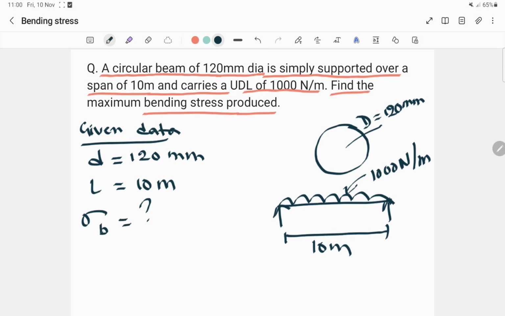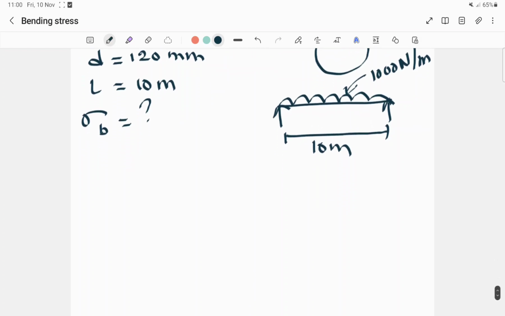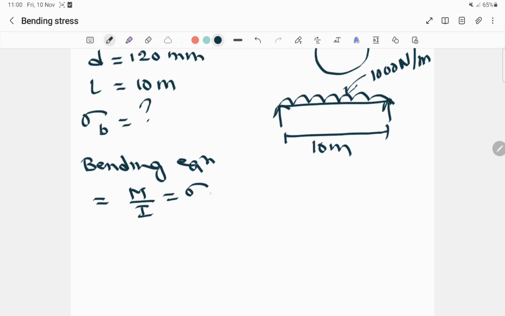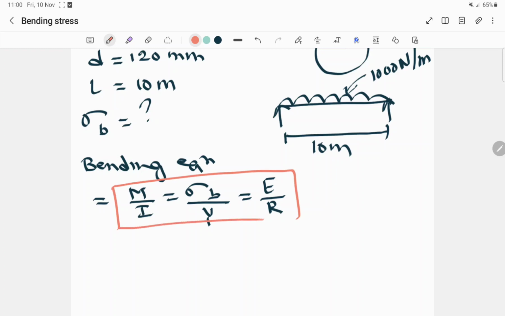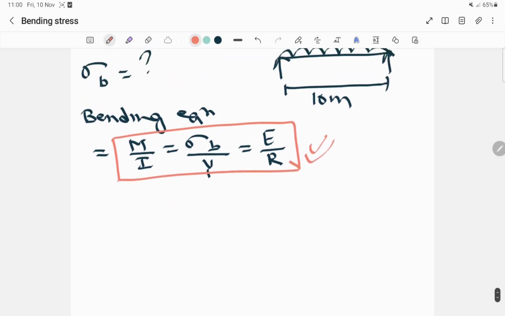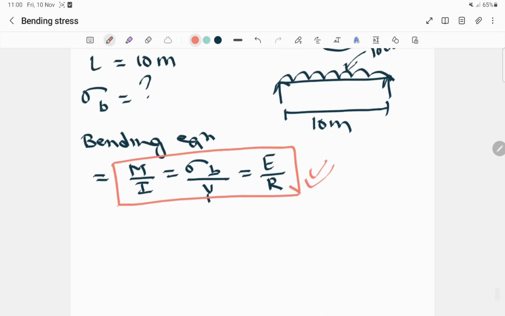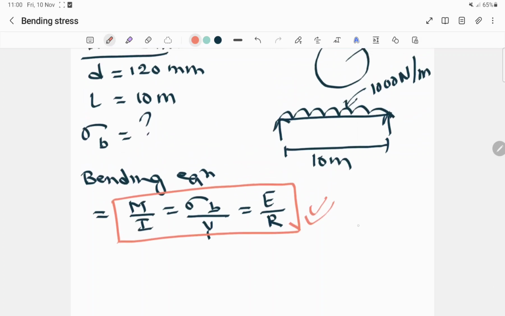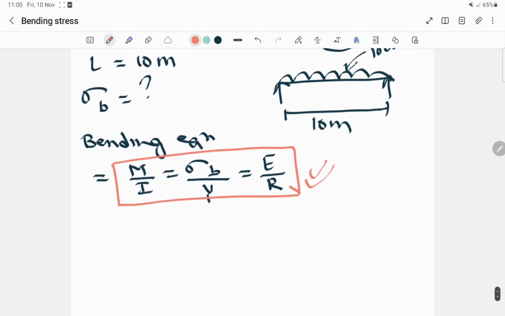Now we know the formula for the bending stress. The bending equation is M by I is equal to sigma B by Y is equal to E by R. So this formula is known to us. Here M is the moment, I is the moment of inertia, sigma B is the bending stress, and Y is the distance from the neutral axis to the upper layer of the beam.